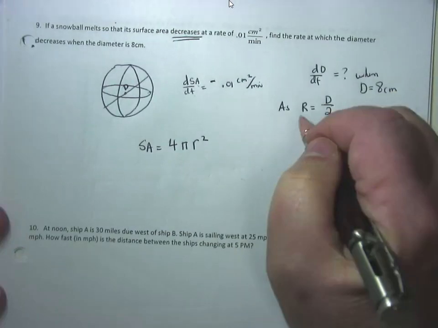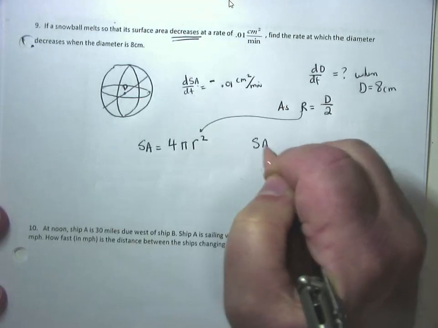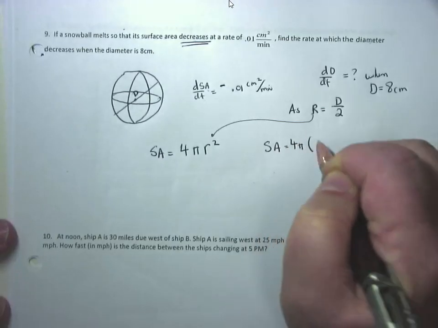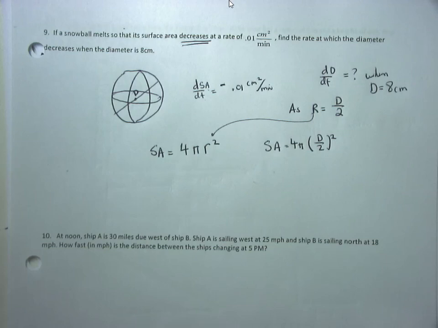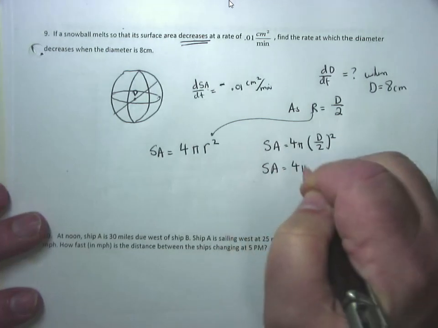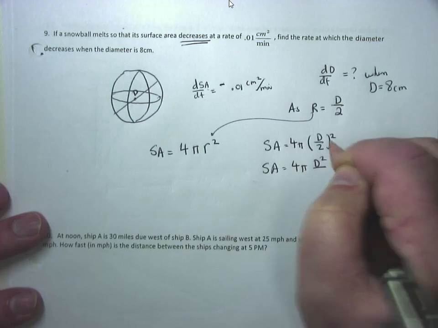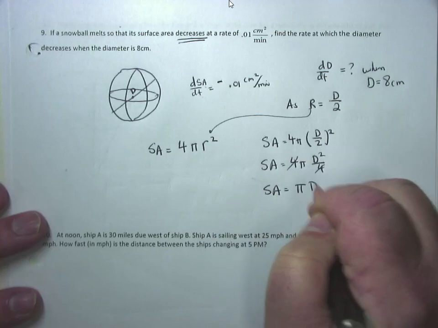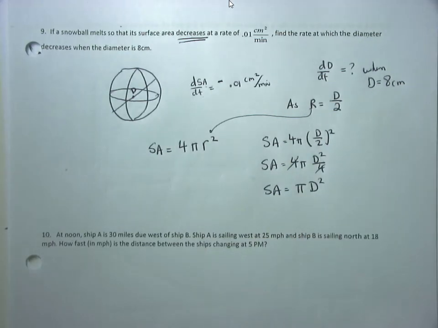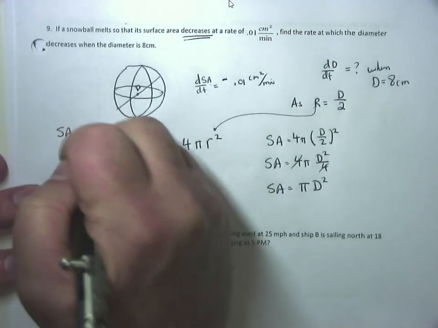I can plug this in here, which would give me surface area equals 4 pi times parentheses diameter divided by 2 squared, which means that surface area is equal to 4 pi D squared over 2 squared, which is 4. The 4's cancel, that's nice. And you get a nice equation. Surface area equals pi times diameter squared. That's actually the surface area formula. You take the diameter and square it, multiply it times pi, and that actually gives you the surface area of a sphere. But that's not the derivative we want. Here we go. Surface area equals pi D squared.